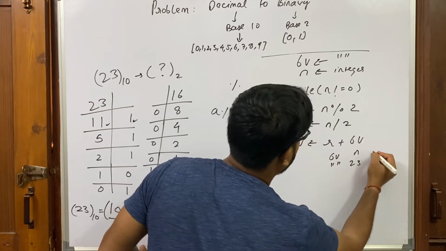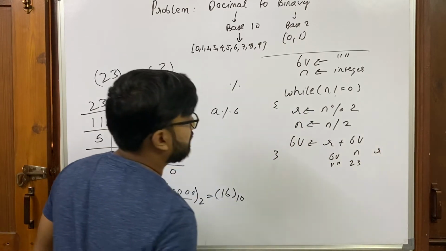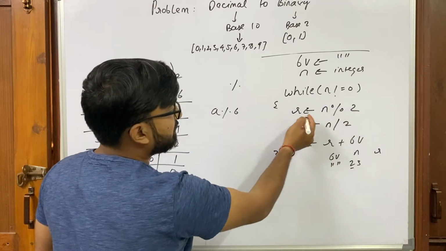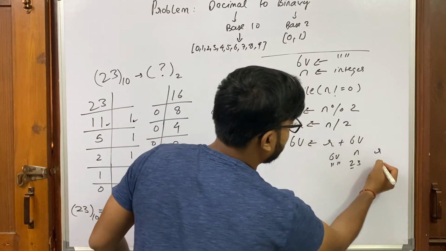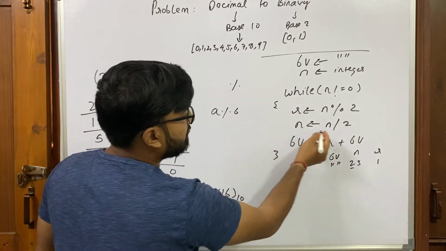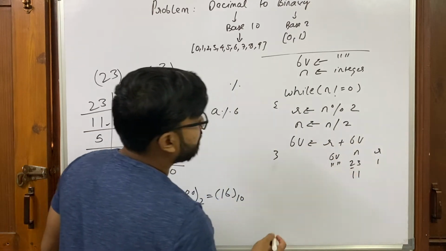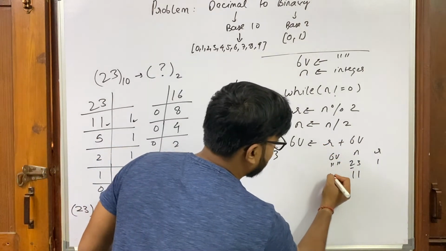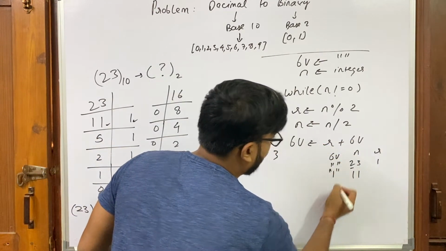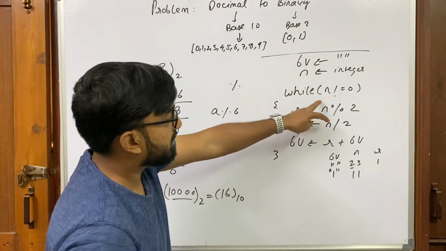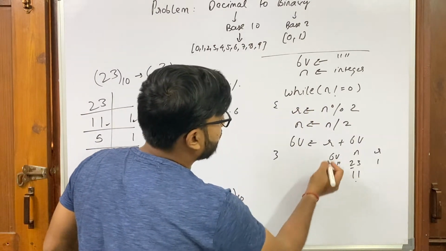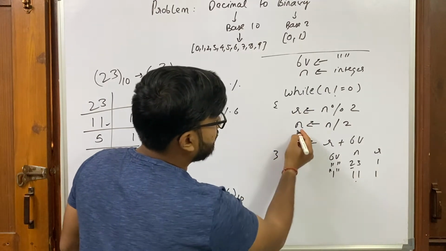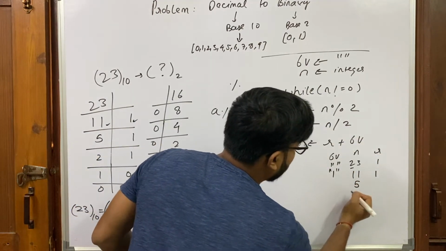BV is blank, n is 23, right? We have R. We start: n is not equal to 0 is true. We go inside, R is n%2, which gives me 1, and n is equal to n/2, this becomes 11, and BV is R plus BV, so 1 comes to the left-hand side, so this becomes 1. We check n is not equal to 0, true. We get R is n%2, which is again 1.